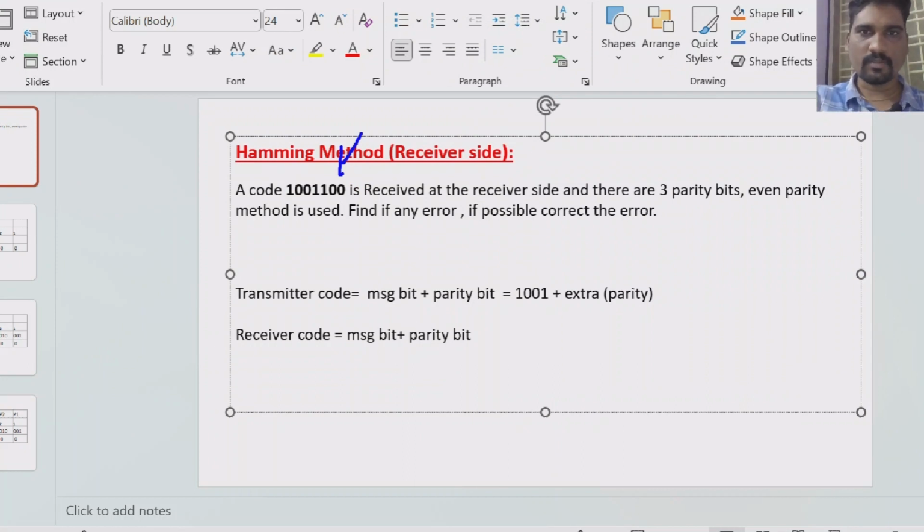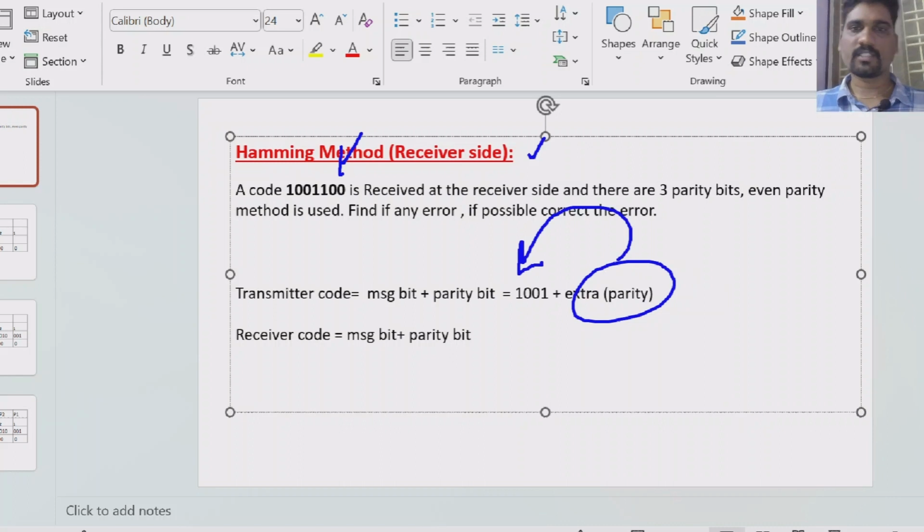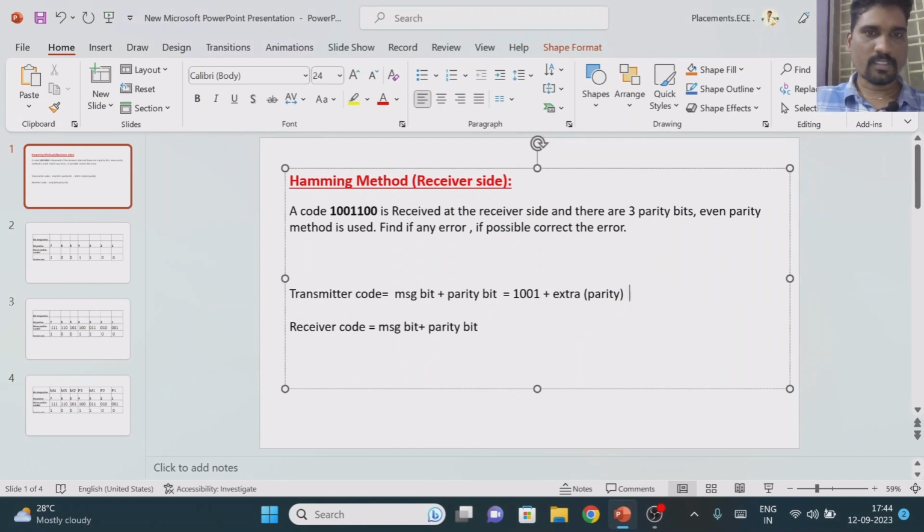So in this case we are using the Hamming method. If you ask me how we can find out whether the received code is correct without knowing the transmitted code, it is by using this extra mechanism. By using this extra mechanism we are going to find out whether this message bit value is correct or not at the receiver side. That is the reason why we are finding the parity bit value. So the simple point to remember is that the receiver code consists of the message bits as well as the parity bits. The most important point to remember is that we don't need to find the parity bit value again.